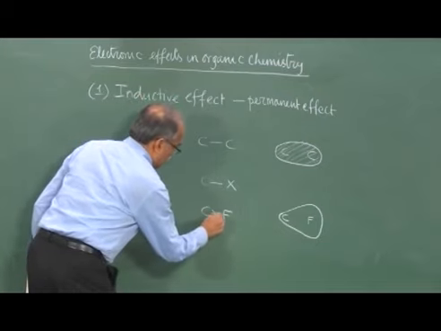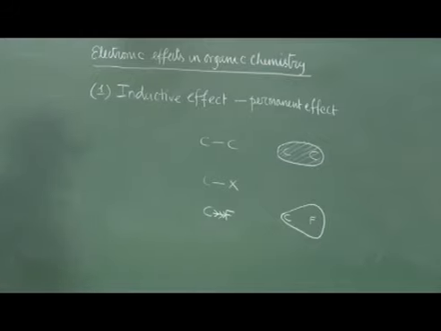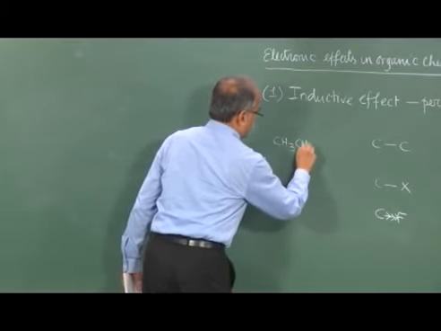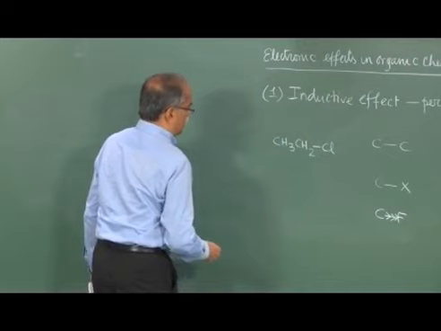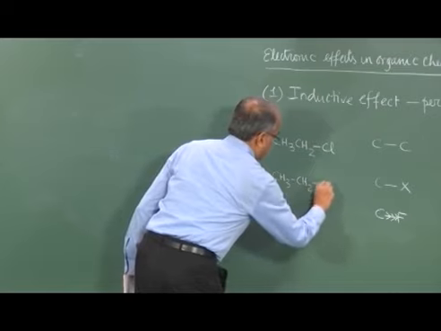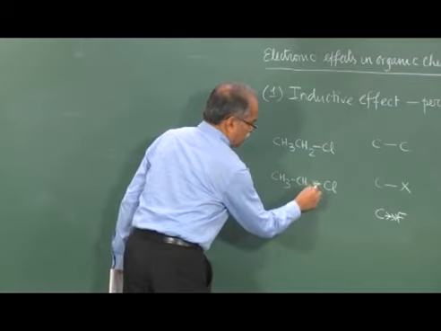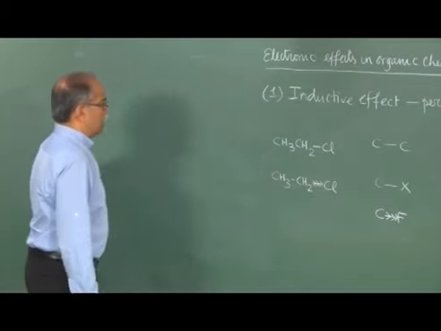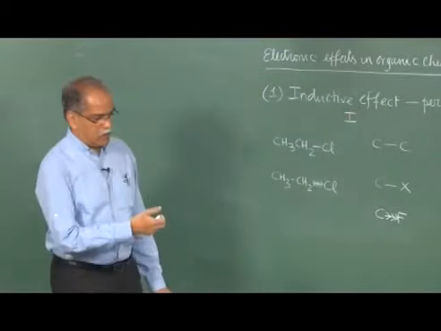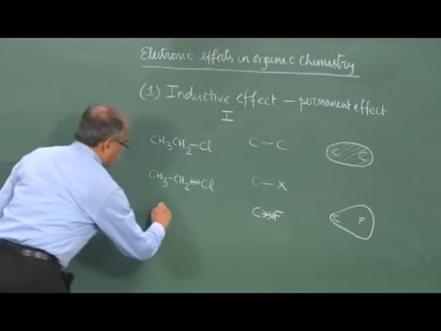In this particular case, the inductive effect is normally represented by means of arrows drawn on the bond itself. For example, if we consider ethyl chloride, the inductive effect can be represented by drawing the structure of ethyl chloride like this and showing the inductive effect in this particular manner. The inductive effect is represented by the symbol I, and if it is an electron withdrawing group, then the inductive effect is known as the minus I effect.